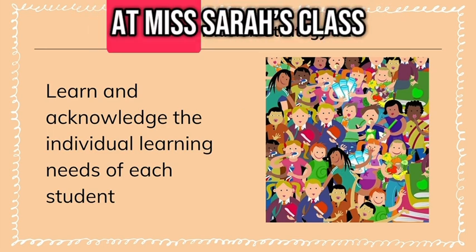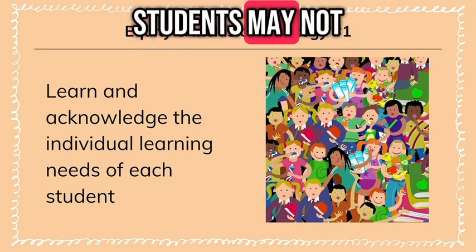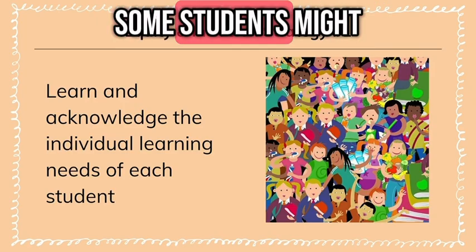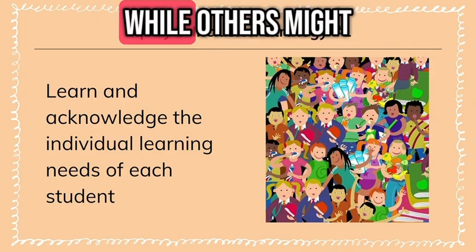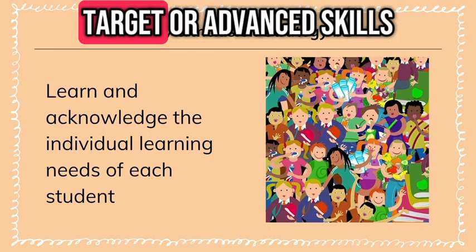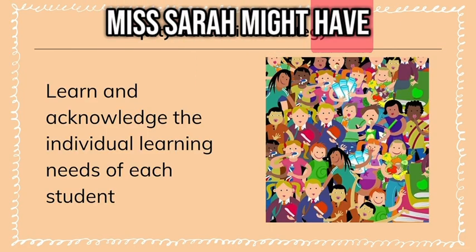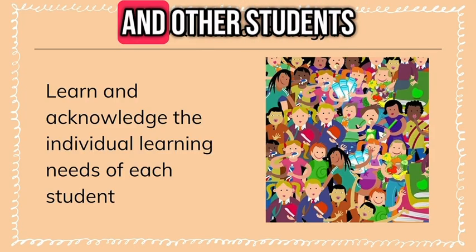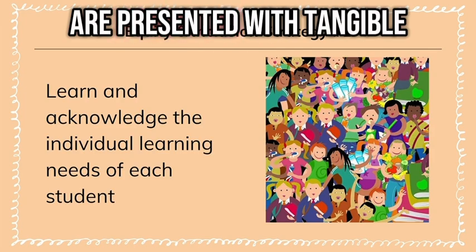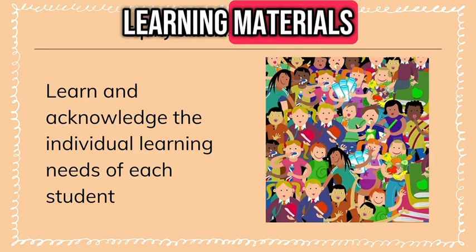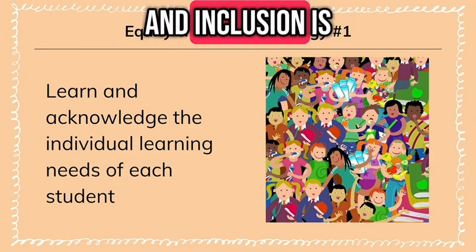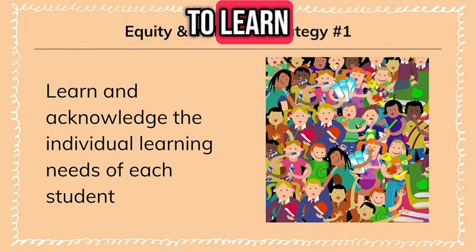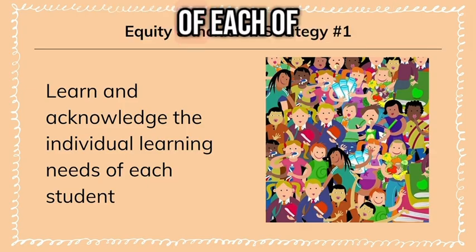When looking back at Ms. Sarah's class, all of the students may not exhibit the standard expectations that have been placed on first graders. Some students might be exhibiting skills that are delayed, while others might be exhibiting on target or advanced skills. Miss Sarah might have some first grade students who learn best when presented with visual materials for learning supports, and other students who might learn best when they are presented with tangible or hands on learning materials. In ensuring that equity and inclusion is at the forefront of her teaching practice, Miss Sarah could take the time to learn and acknowledge the individual learning needs of each of her students.